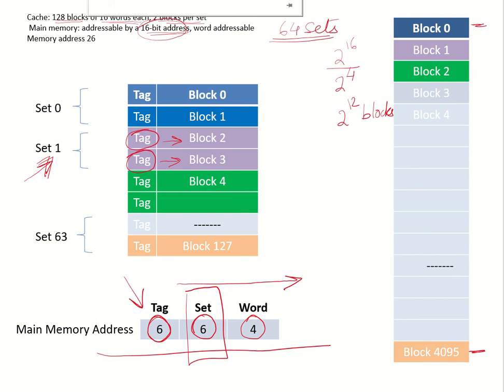So suppose the tag bits of block 2 are matching with the tag bits of the main memory address, then block 2 will be accessed, and within this block, these 4 bits will specify the word within that block. Suppose none of the tag bits are matching, then it is a cache miss, and then the main memory will be accessed and that particular block will be brought into set 1.